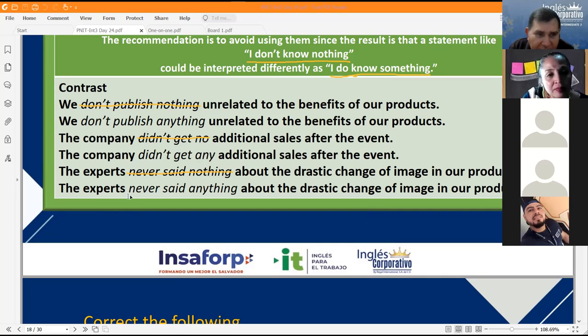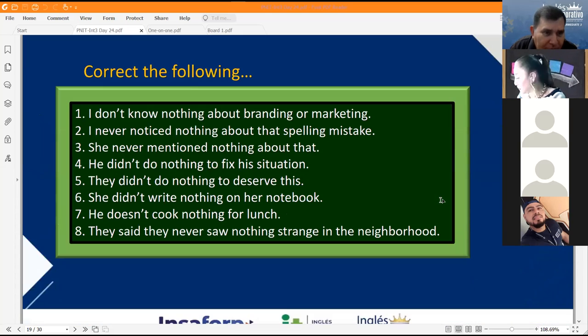Or the experts never said anything. If you use never, never is negative, so you have to use anything. The experts never said anything about the drastic change of image in our products. Never said anything. Didn't get any. Don't publish anything. So those would be some examples.